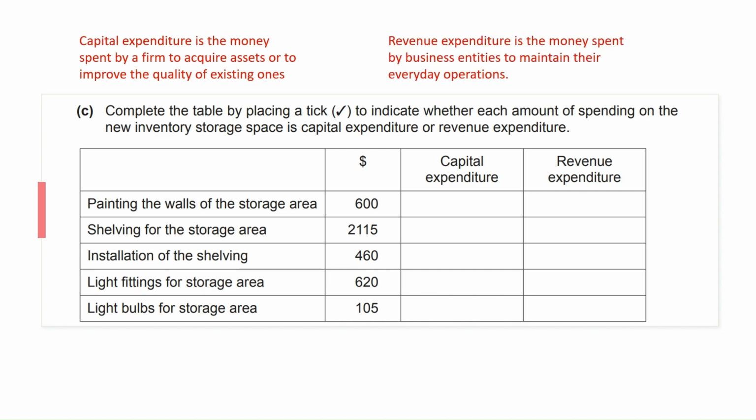Whereas revenue expenditure is the money you spend on day-to-day activities, like buying stocks, paying for rent, things like that. Painting the walls of the storage area, this is a revenue expenditure because this is a cost you incur to maintain an existing asset.